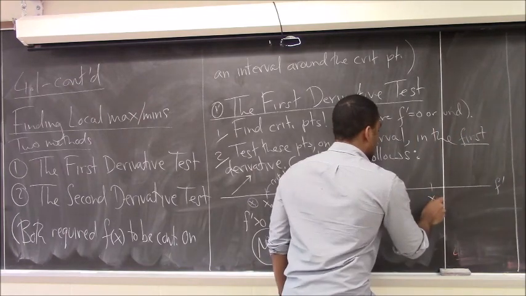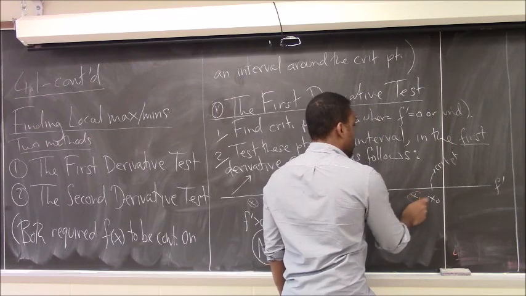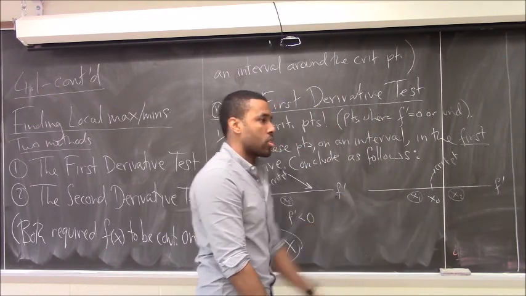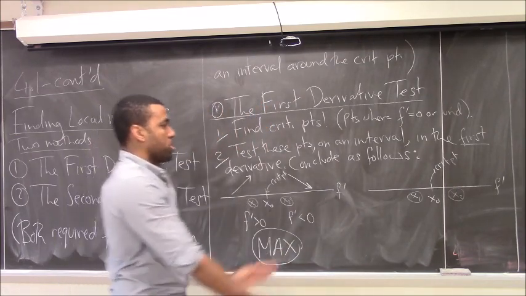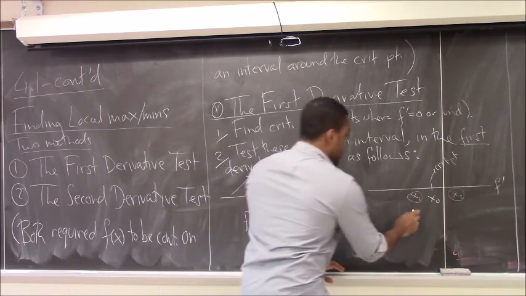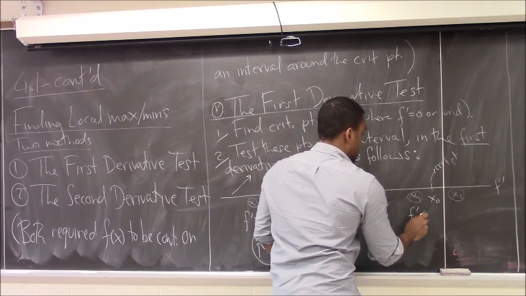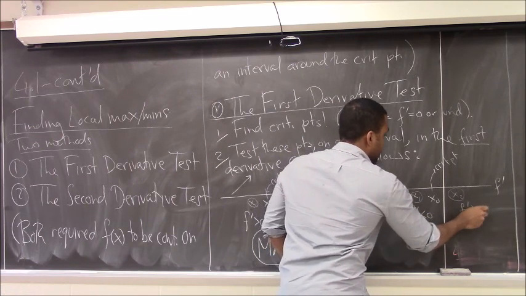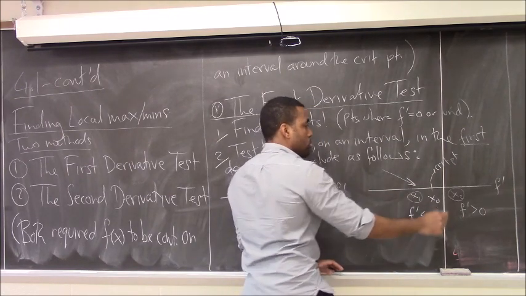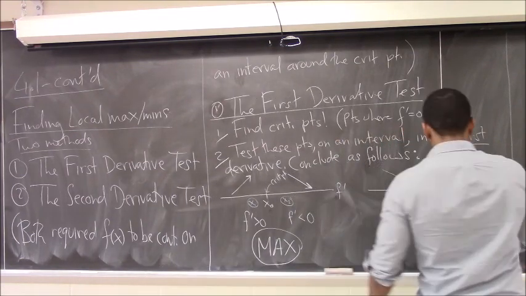Similarly, if this is your critical point, and you pick two random points on either side, it doesn't matter which points you pick, as long as you're not interfering with some other critical point. There might be several, but as long as you're on an interval between critical points, you can pick any number you want. Let's suppose here the derivative is negative, but on this side the derivative is positive. That means you're decreasing on this side, you pass through the point, and then you're increasing on that side. That tells you you have a minimum.